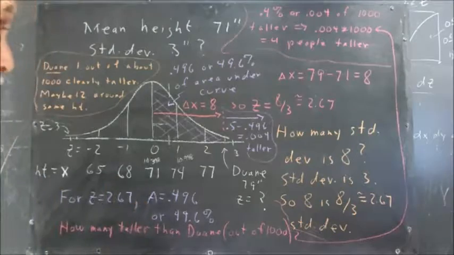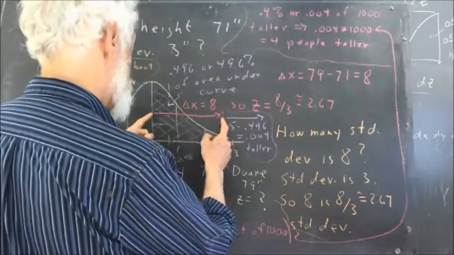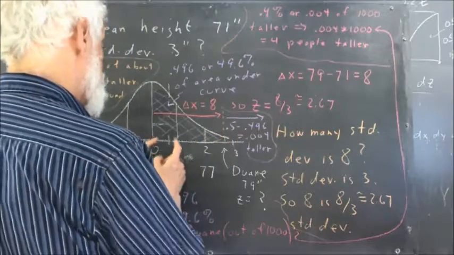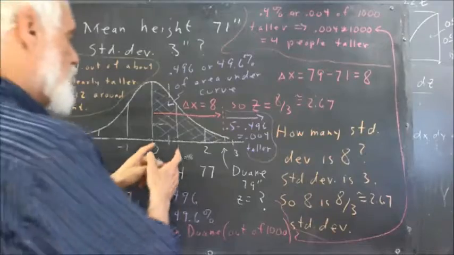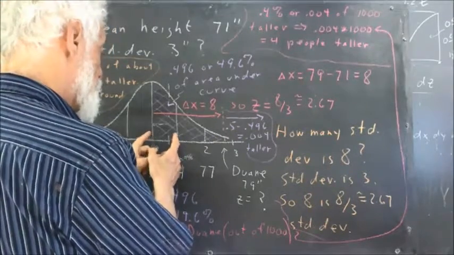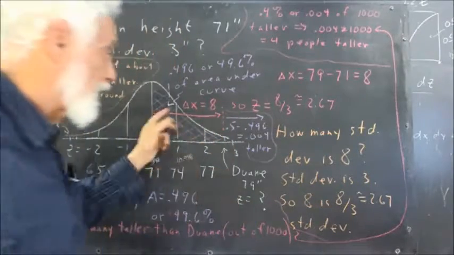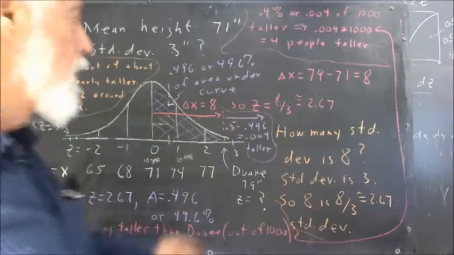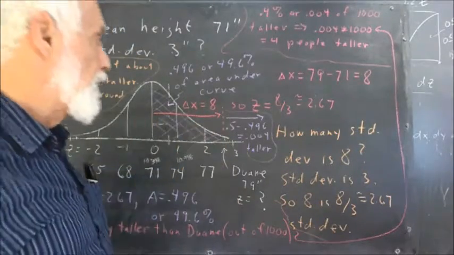How many standard deviations? Well, if this is the change in the X value corresponding to whatever from the center, then we divide that by the length of a standard deviation. We have 1, 2, and most of 3. Now that's what division means. It's not something you do by punching buttons on a calculator. It's something with a meaning.